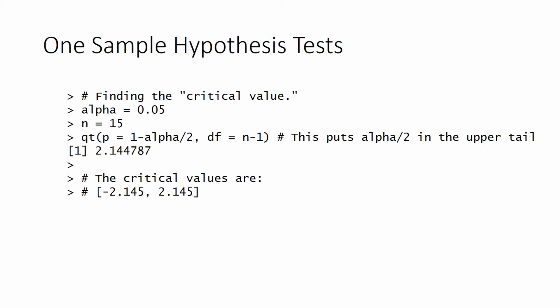This t-value is 2.145. The equivalent value in the lower tail is negative 2.145. So there are two critical values, plus and minus 2.145. If the calculated value of the test statistic is between these two critical values, we do not reject the null hypothesis.